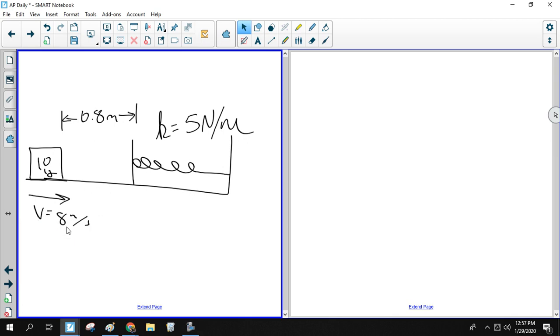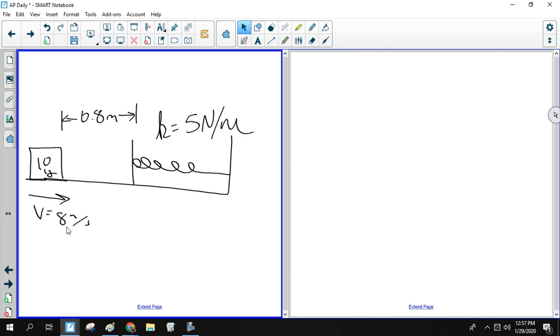Okay, so let's do this, you guys. All right, so here's your sample problem. Check it out. We got a 10-kilogram block sliding along a surface, which I'll get to in a second, at 8 meters a second.